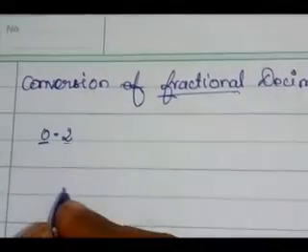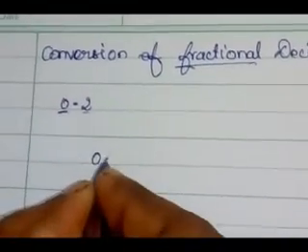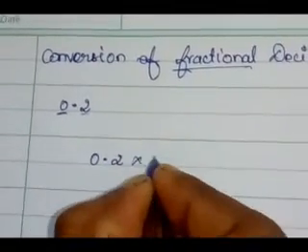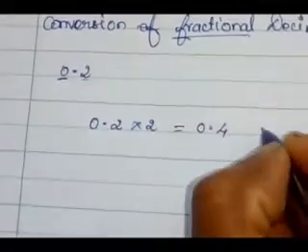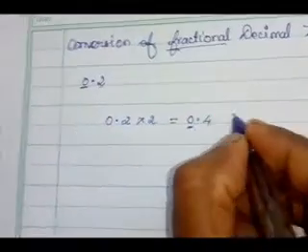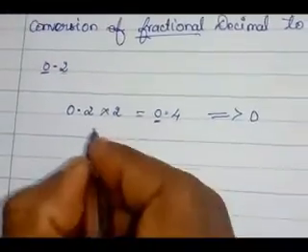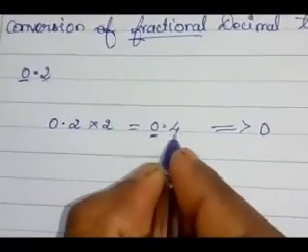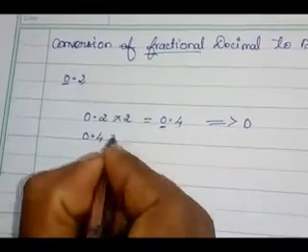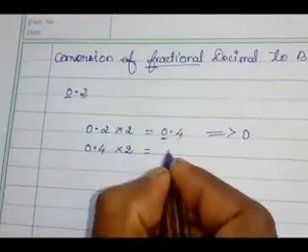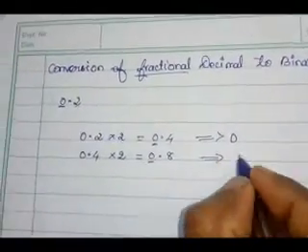How to do this one? This is done by repetitive multiplication by 2. That is 0.2 into 2. What is the answer we are getting? 0.4. Is it correct? What is the integer part? 0. So we are taking the integer part 0. Next, again this decimal part we are taking, that is 0.4 into 2. What is it? 0.8. Again we are taking integer part 0.